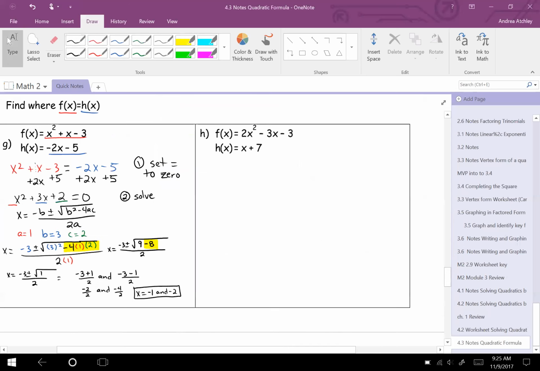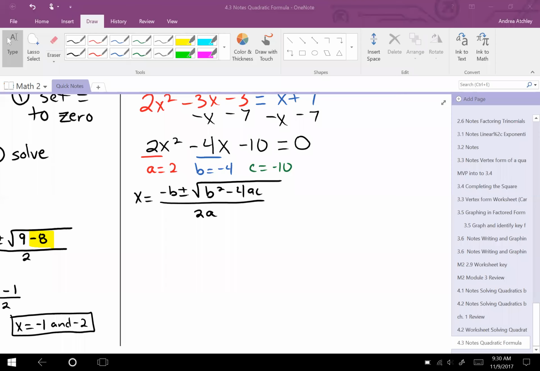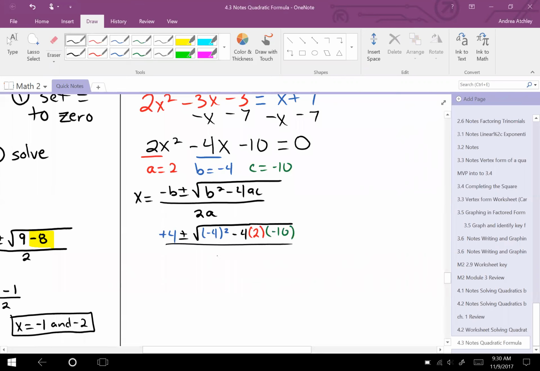Okay, try the next ones in your pairs. Try H. So when we plug it in, we should get 4 plus or minus the square root of -4 squared minus 4 times 2 times -10, all over 2 times 2.